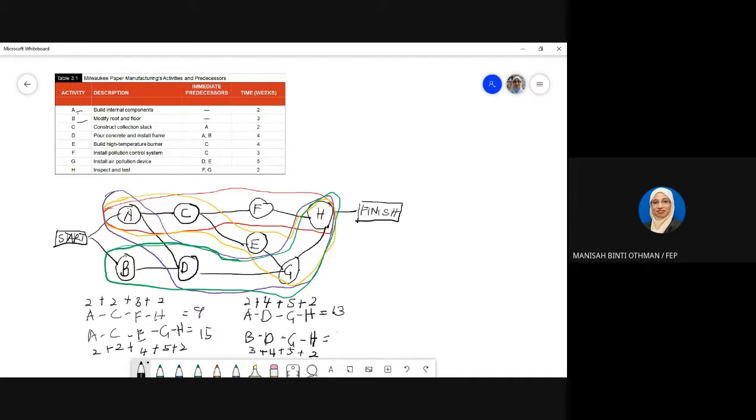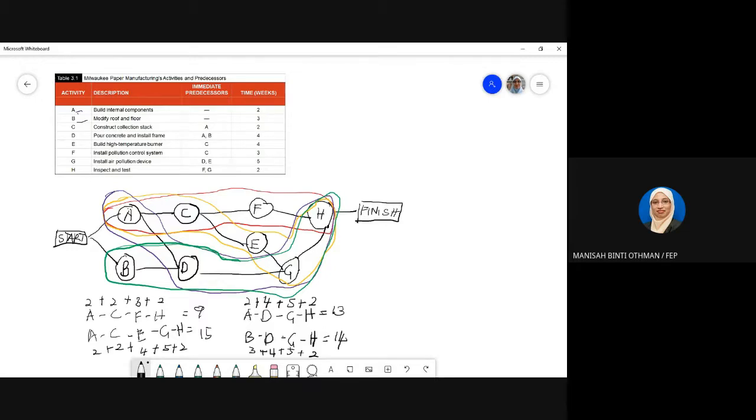7 plus 7, 14. So the time to complete for this duration is 9 weeks. ACFH. The time to complete the second path is 15 weeks, and then 13 weeks, and this is 14 weeks. So this is the duration for each path.